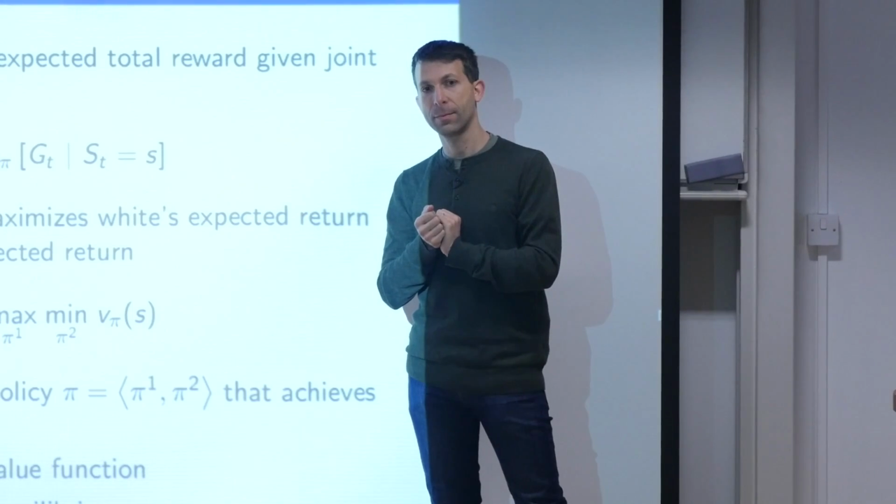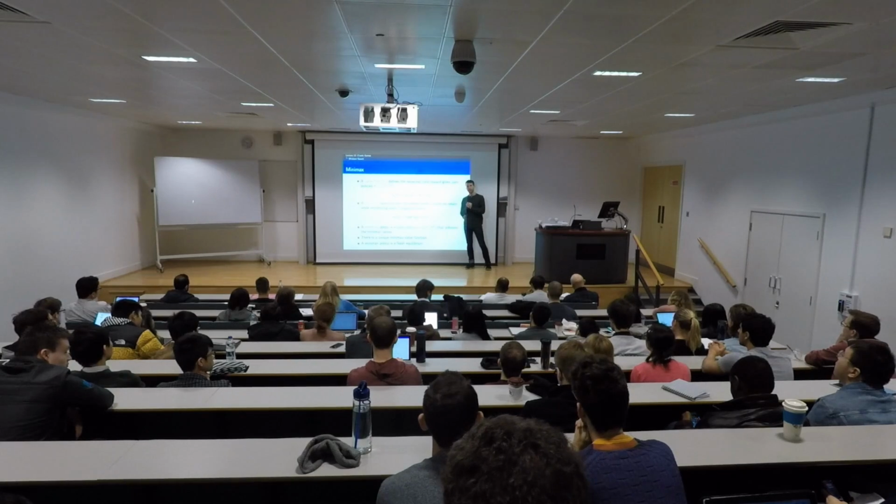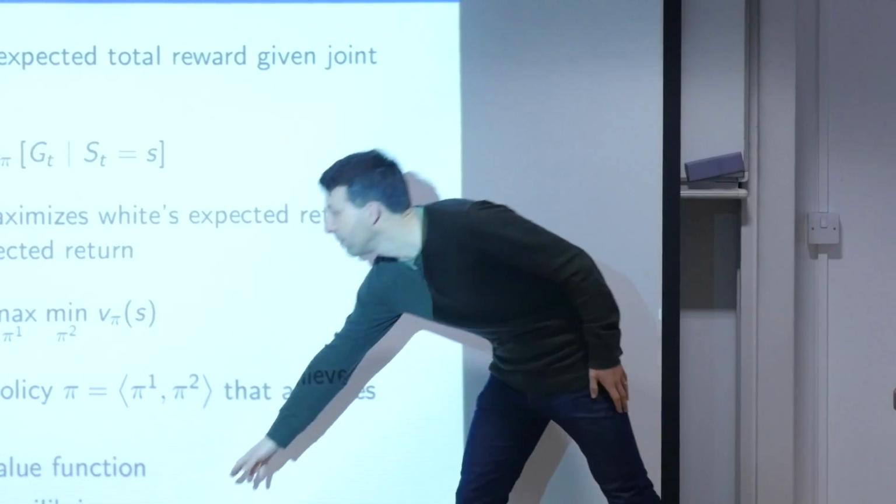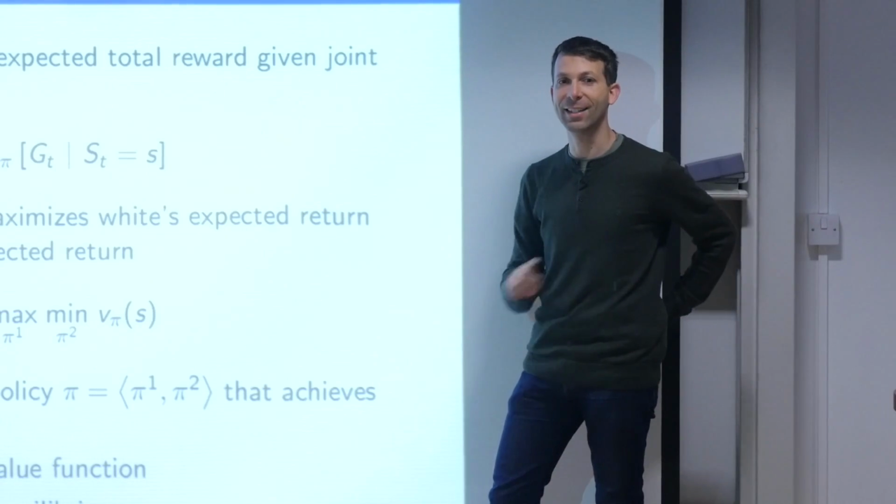And then is the best thing for white given black's policy, and vice versa? Is it a kind of Nash equilibrium too? It is a Nash equilibrium, yes. So the minimax policy is a Nash equilibrium. Yeah, it's exactly a Nash equilibrium.